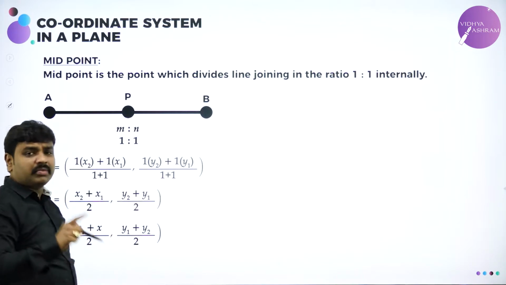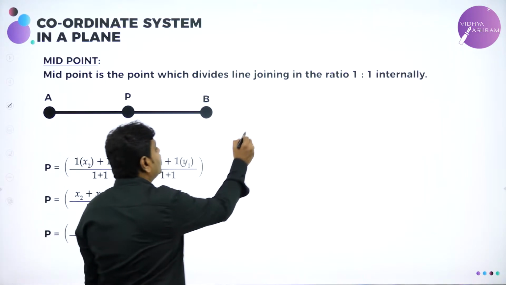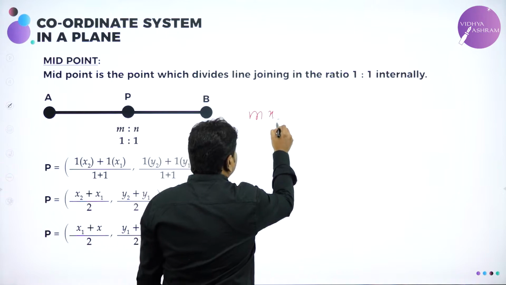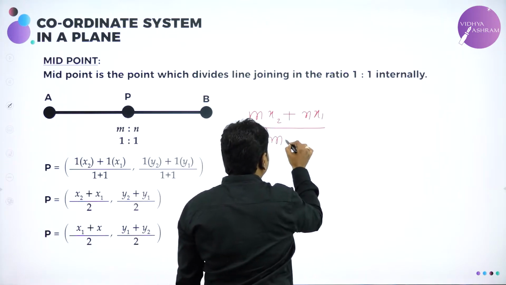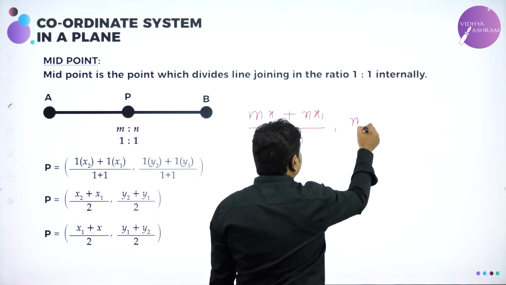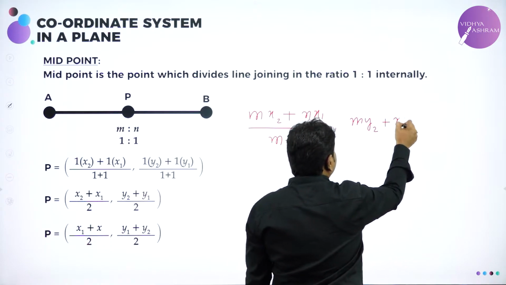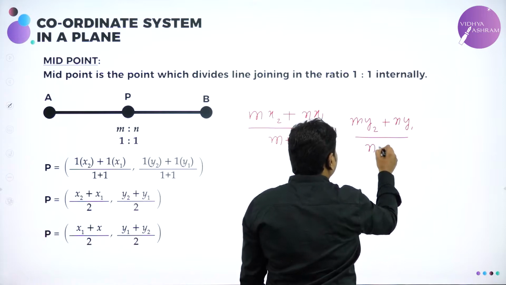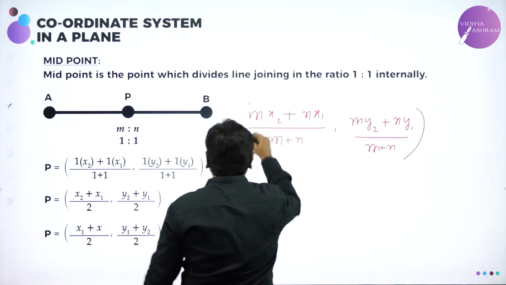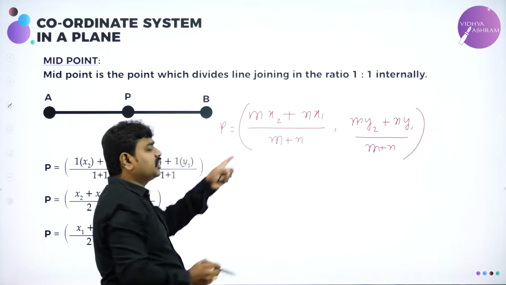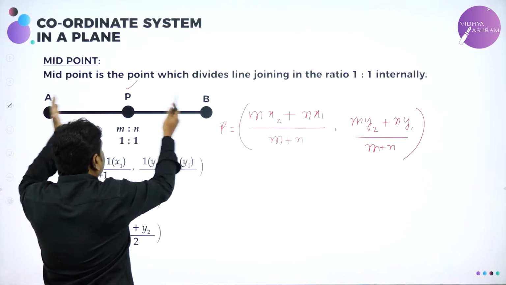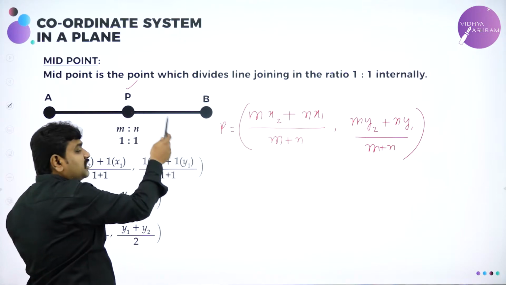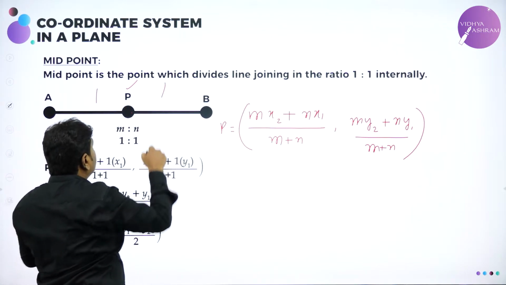So you know the section formula for internal division. What is the section formula for internal division? mx2 plus nx1 divided by m plus n, comma my2 plus ny1 divided by m plus n. So I have to use the section formula. If I want to find this point P, I have to use this formula. Why should I use this formula? Because the midpoint always lies internally. Midpoint is a point which divides AB in the ratio 1:1 internally.